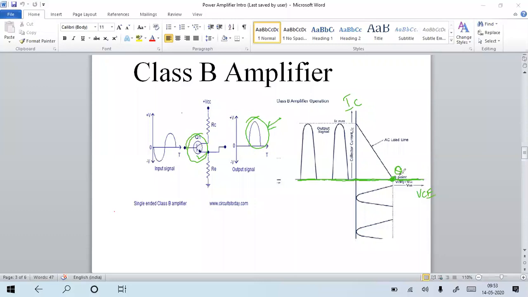If cutoff region means, we already know, sir. Sir, cutoff region means it's the off state only. Yes, cutoff region means it is an off state. That's why you can closely observe the circuit. You are going to give the output signal only to the collector to emitter terminal.